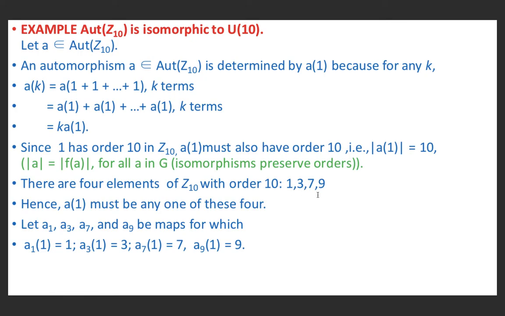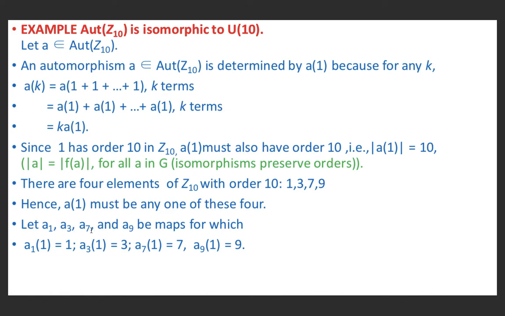And it is easy to check it with respect to addition modulo 10. We may also check that the orders of 2, 4, 6 and 8 are 5. The order of 5 is 2 and the order of 0 is 1. But we are here concerned with those elements whose order is 10. So 1, 3, 7 and 9 are the elements of order 10. Hence A1 must be any one of these 4 elements.